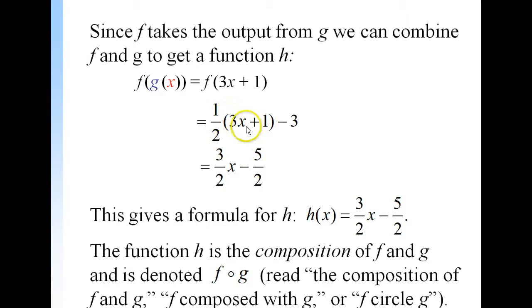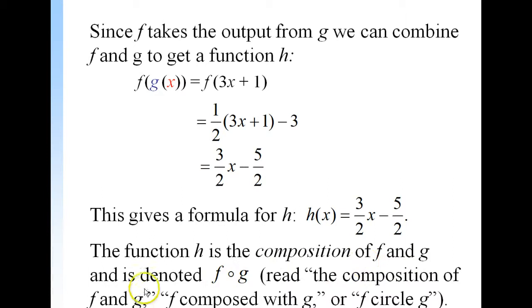So when you calculate this, it's 1/2 of this, 1/2 of that, and then we have to integrate this 3, which is actually a -6/2, then you get this. So this is the new machine then, which is a summary of the other two. This function h is the composition of both these other functions f and g, and is denoted by a couple of ways to read this.